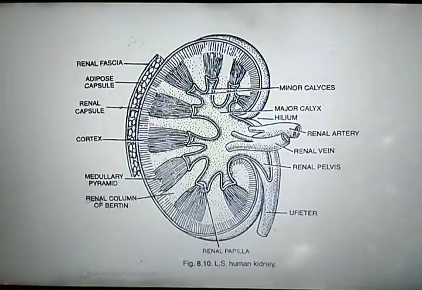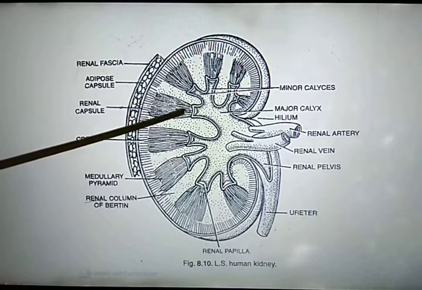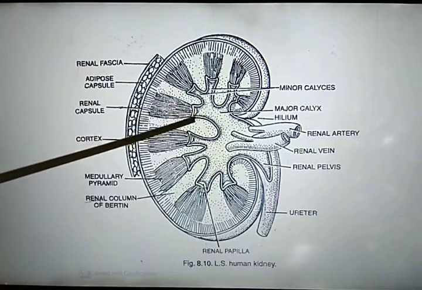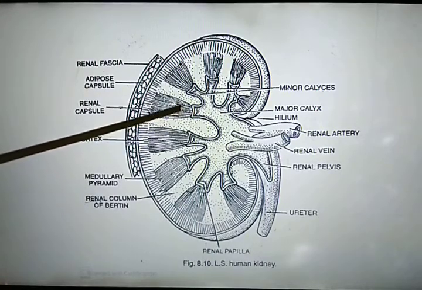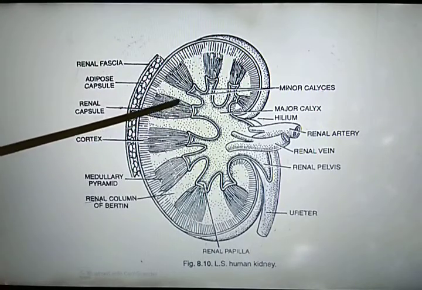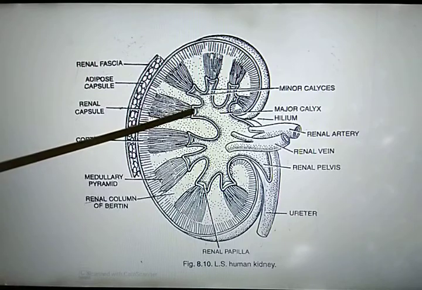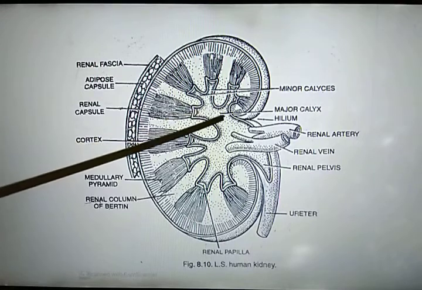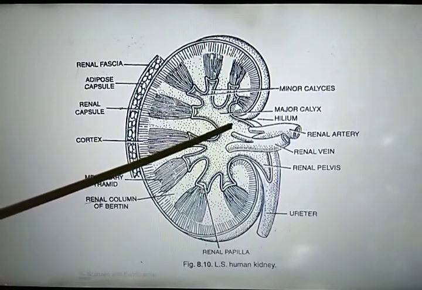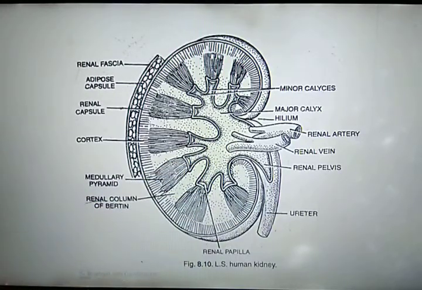Just for the revision, you can see this is the cortex region, this is the medullary region. You can just assume that in these medullary pyramids nephrons are present. The collecting ducts combine to form the duct of Bellini. The duct of Bellini will open into the minor calyx. Then the minor calyx will open into the major calyx, and the major calyx will open into the renal pelvis, and the renal pelvis further opens into the ureter.